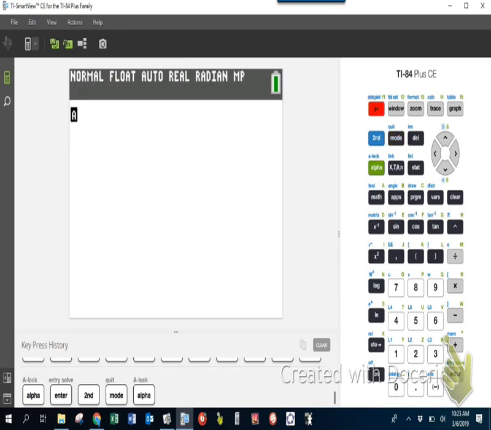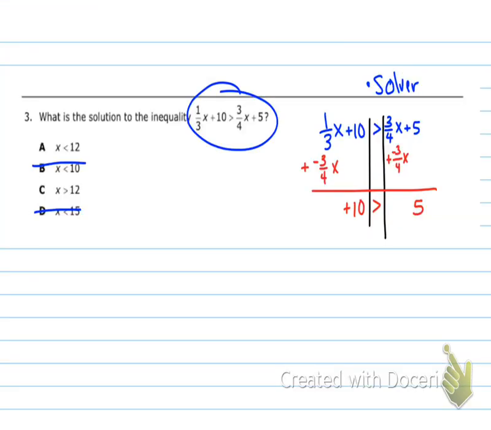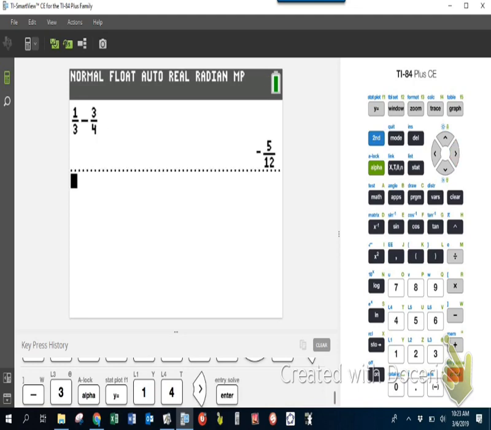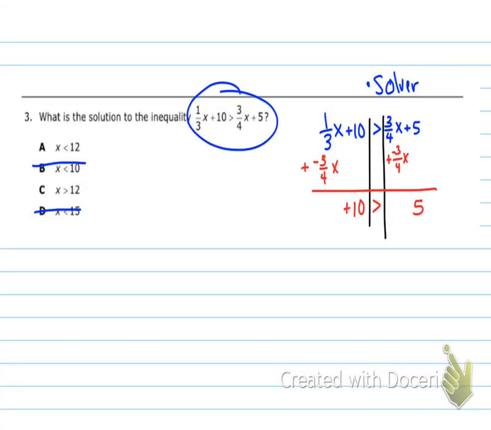So what is 1/3 minus, it was 3/4? Yeah, minus 3/4. And when I do this, I end up with this. So let's assume that I'm not going to have to explain all that, how I get there. You trust the calculator. But I get negative 5/12, so negative 5/12 x.